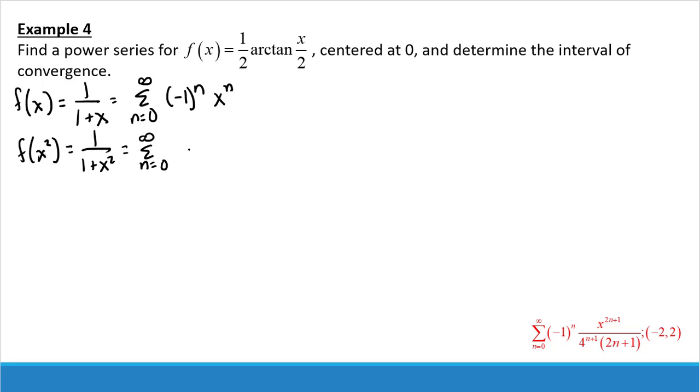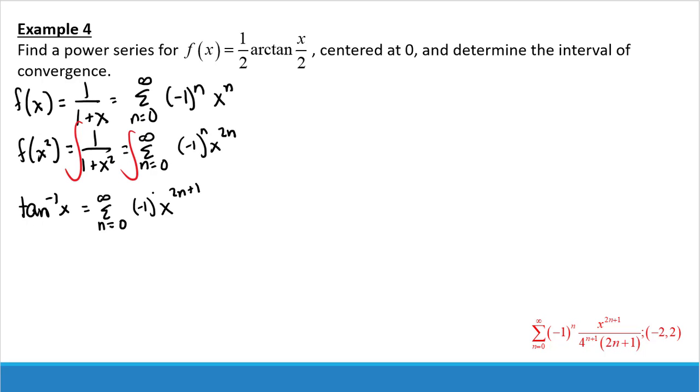Okay. Now if I integrate, so if I integrate, we get inverse tangent of x is equal to, add 1 to your exponent, 1 over your new exponent. Okay, plus c, but if I let x equal 0, the c goes away.